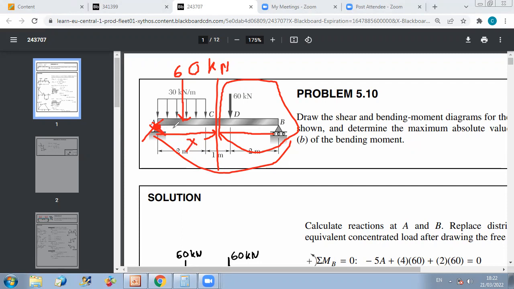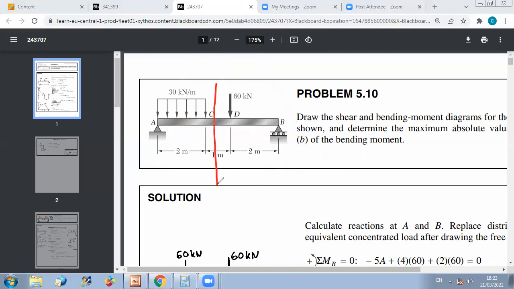So x represents the distance from A to the cut. So if you keep the right part, then this distance will be the total length of the beam minus x. We'll do it in the last section, because of course in the last section it's much easier to keep the right part and reject the left part. So now, as we discussed, when you do the cut here, you can replace the distributed load by a concentrated force of 60 kilonewton acting at 1 meter from A. And then you will have a very simple part to do the analysis of.